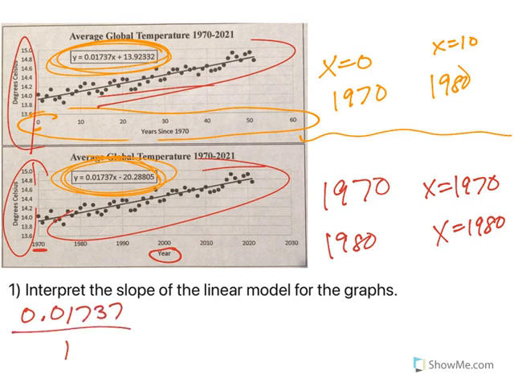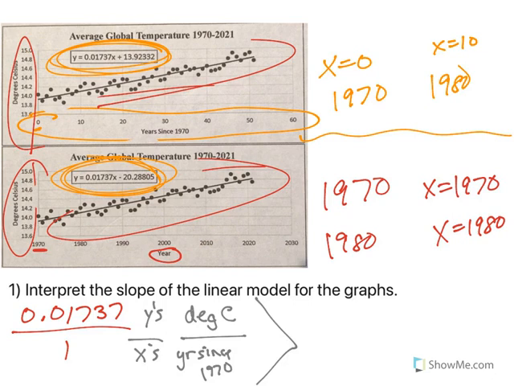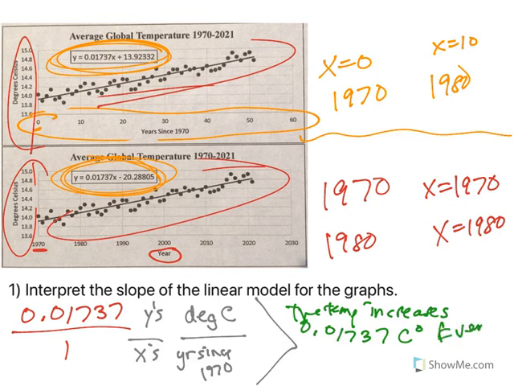It's positive. So the numerator, remember, we're talking y's over x's when we talk about slope. So what do the y's represent? Well, degrees Celsius. What do the x's represent? Years since 1970. Okay, now take that and put it into a sentence. So the temperature increases because it's positive, 0.01737 degrees Celsius every year after 1970.